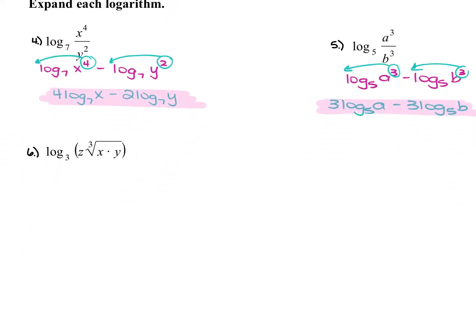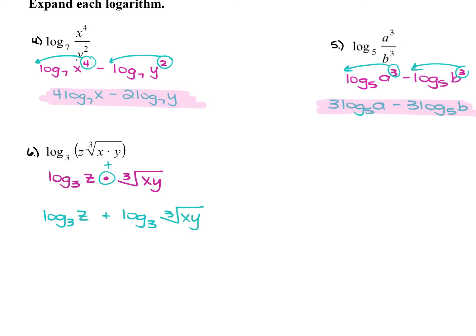For number 6, we have log 3 of z times the cube root of x times y. Now, if it's going to help you to rewrite this using multiplication, do so. This is the same exact thing as saying the log 3 of z times the cube root of xy. So in order to get rid of that multiplication, we represent it with addition. So this is going to give us log 3 of z plus log 3 of the cube root of xy.